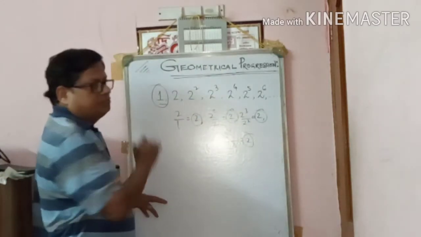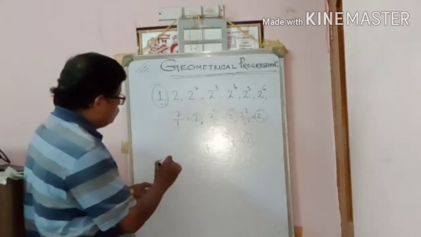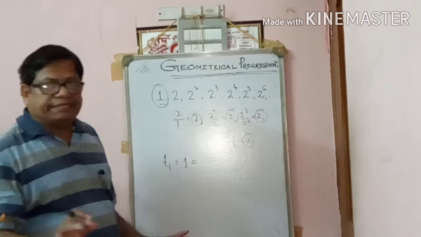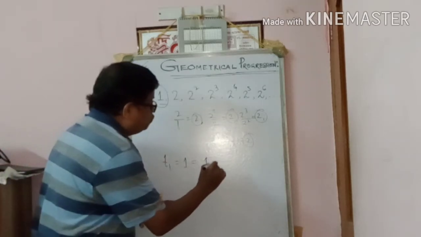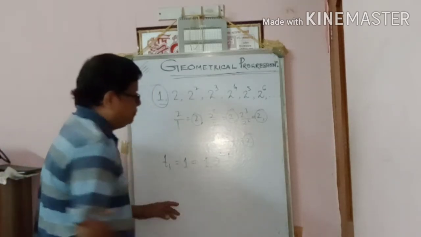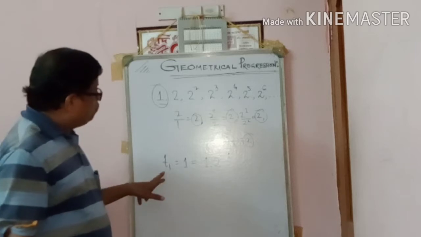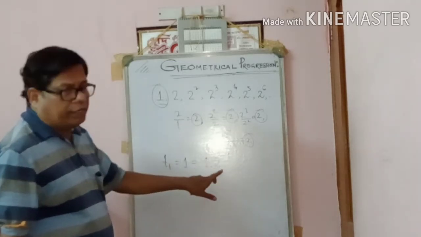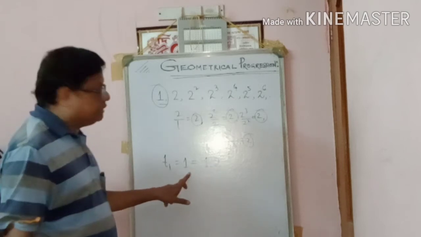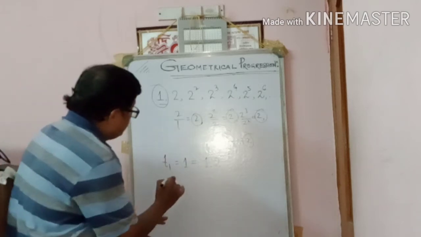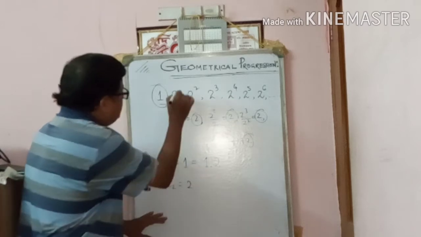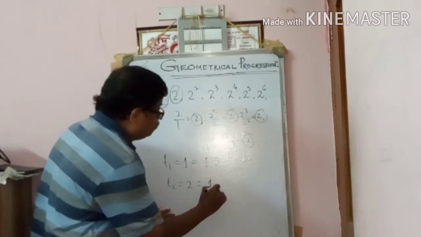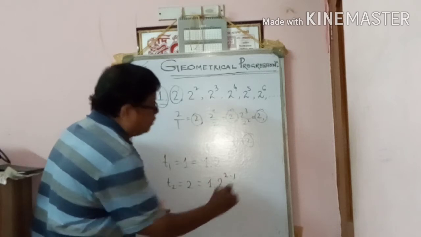this is the first term. So T1, that is 1. So 1 we can write as 1 into 2 to the power 1 minus 1. See, 2 to the power 0 is 1. So 1 into 1 equal to 1. Okay. Now T2, look here. 2, this is T2, the second term. 2 we can write as 1 into 2 to the power 2 minus 1.